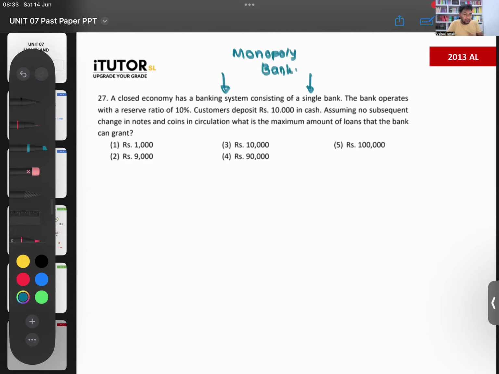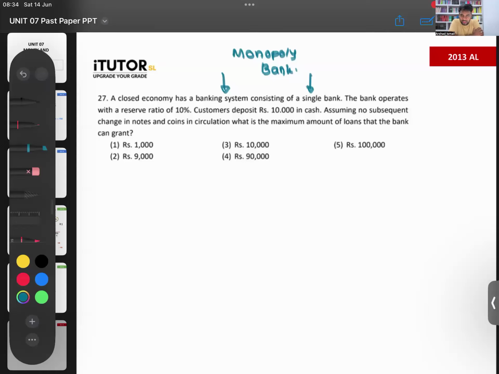Okay. So when you get a question like this, a banking system means a collection of all the banks. But even though there's a banking system, that banking system has only one bank. So maybe think of a very small country. One bank is there. That bank is the only bank. That bank is the banking system as well. So then they're asking you, the bank operates with an SRR of 10%. A customer deposits 10,000 in cash, assuming no subsequent change in notes and coins. What is the maximum number of loans that the bank can grant?